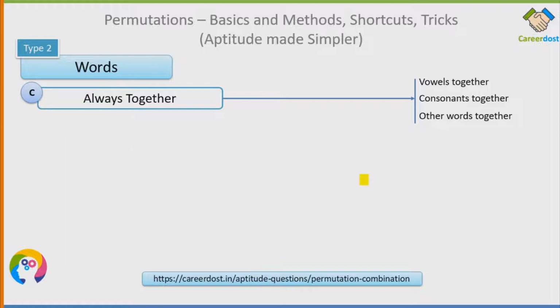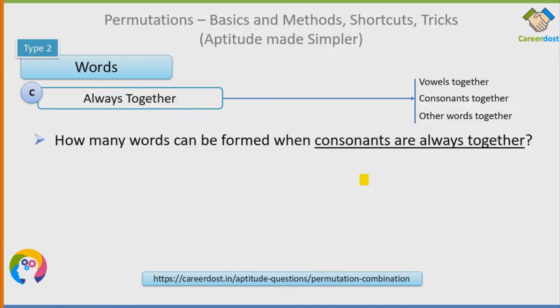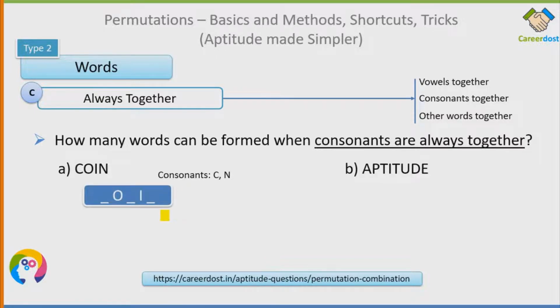Now let's see for consonants. So the question is the same: how many words can be formed? Only difference is consonants are always together. So we will take the same examples, coin and aptitude. The only difference here is we will be using consonants in place of vowels as we used in the earlier example. So here consonants are C and N, and we can place them just like we did earlier.